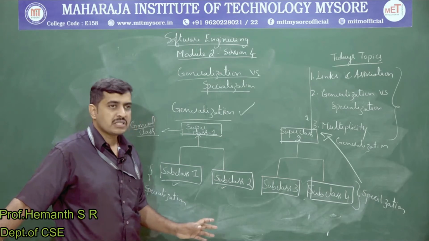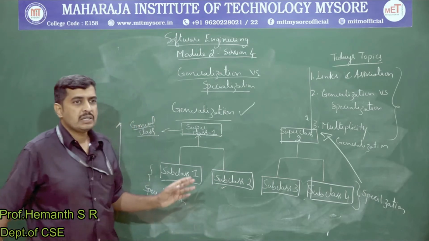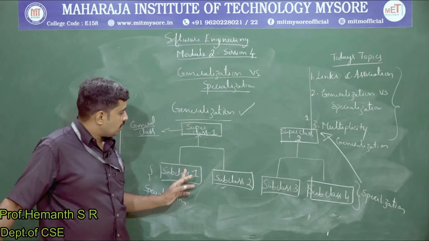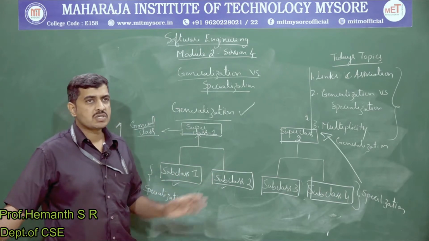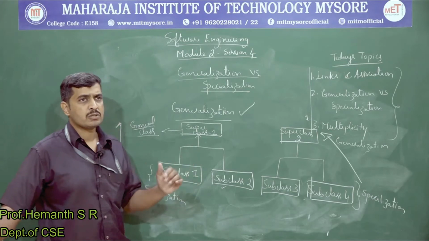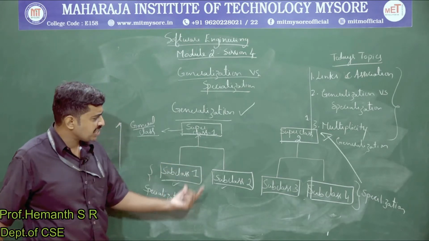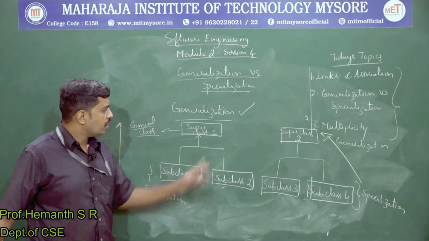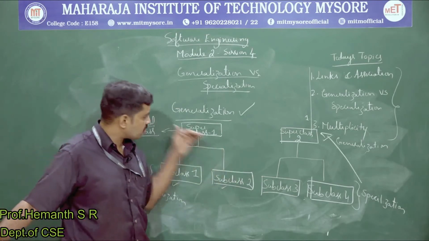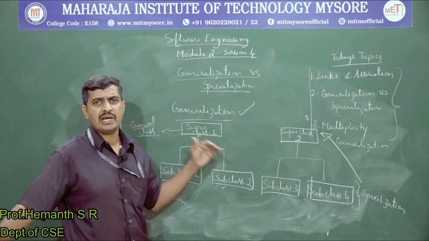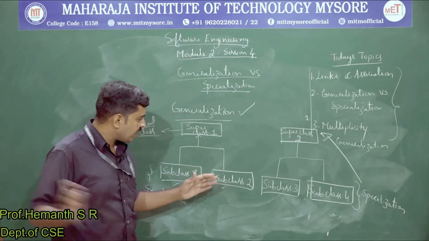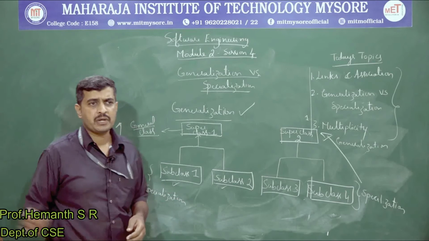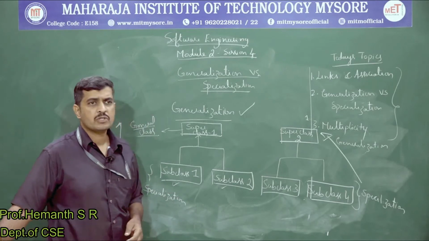So the ultimate outcome is that from the existing subclasses you are creating a superclass. This was all about generalization, and you can also observe that a hierarchical relationship has been formed. Our superclass is at the topmost level in the hierarchy, and our subclasses are at the next level. So we created a hierarchical relationship here.